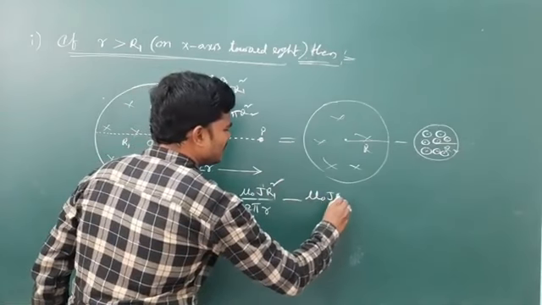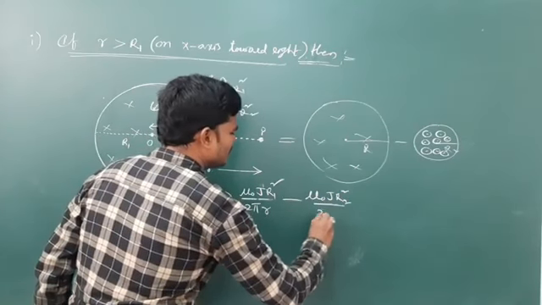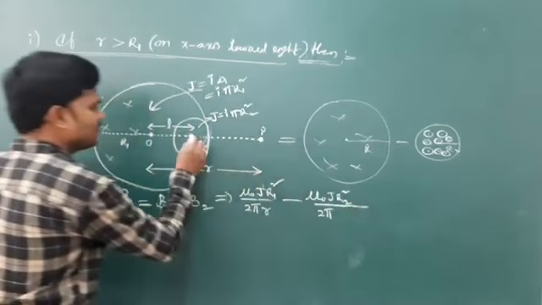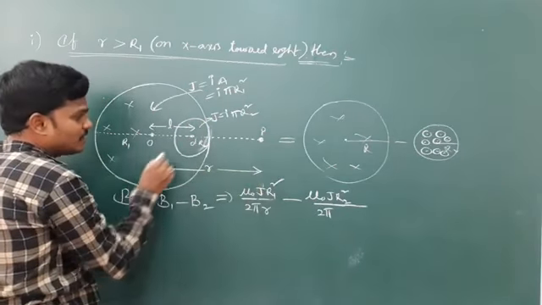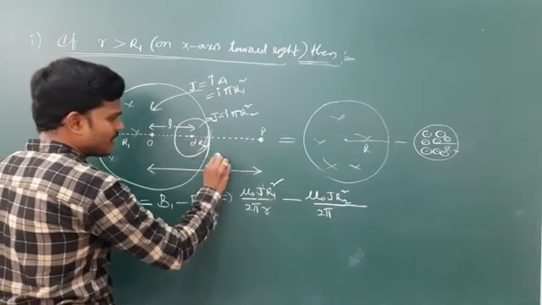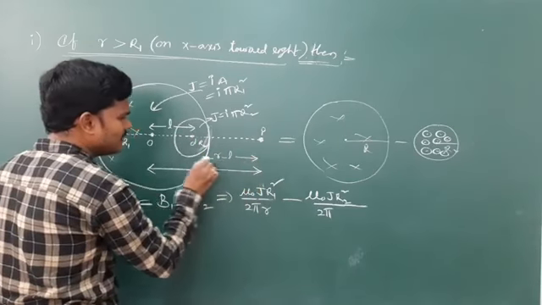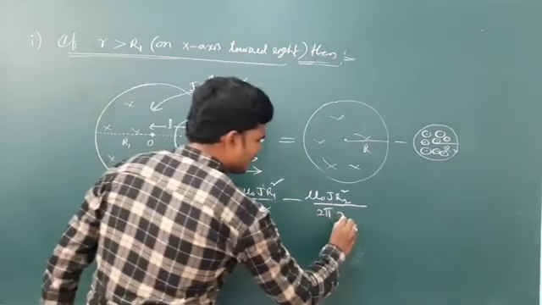Then for the smaller one, for this part, mu naught I, what is I? J R2 square by 2 pi gap. From here to here the gap is R, and here is L. So this gap is R minus L.